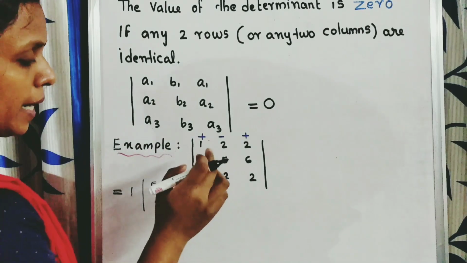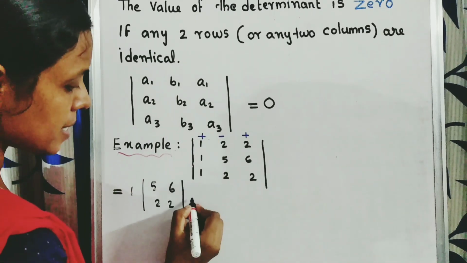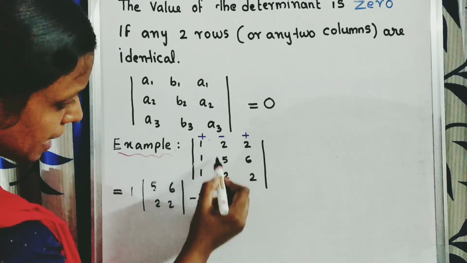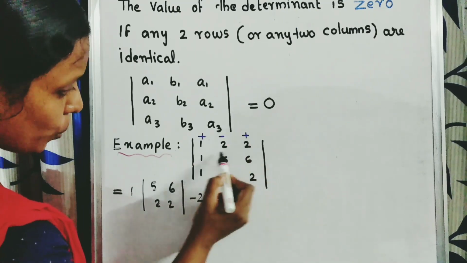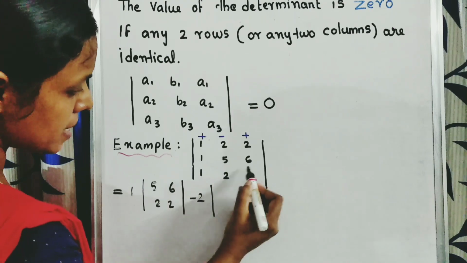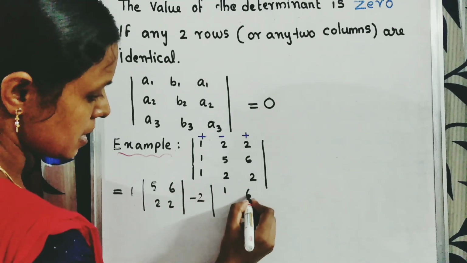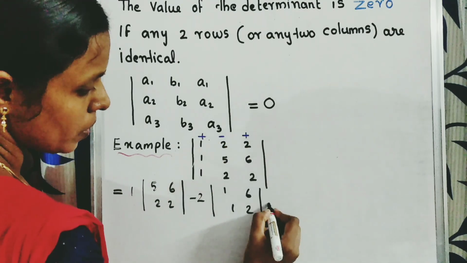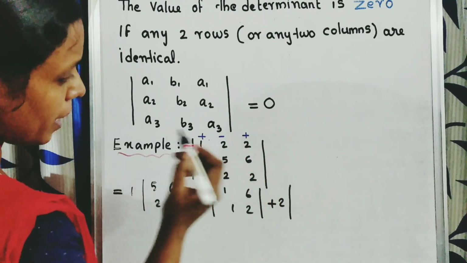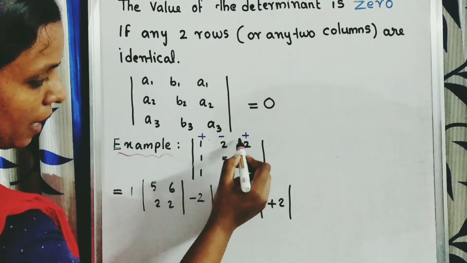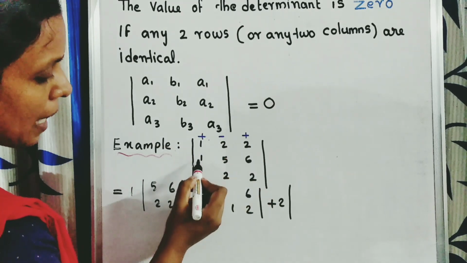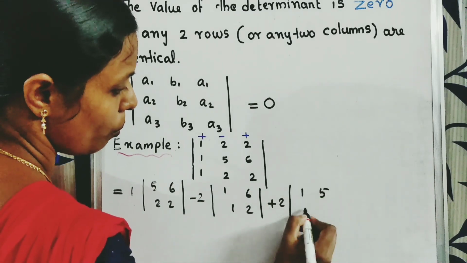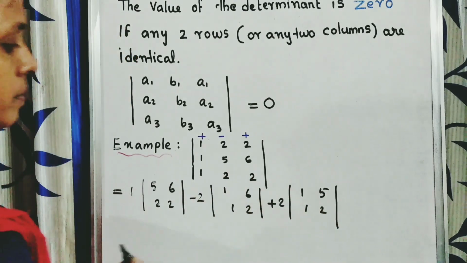Then next we write negative into 2, that is negative 2. Determinant: eliminate the second column and first row. The remaining elements are 1, 6, 1, 2. Next we write plus 2 determinant. Eliminate the first row and third column. Then the remaining elements are 1, 5, 1, 2.